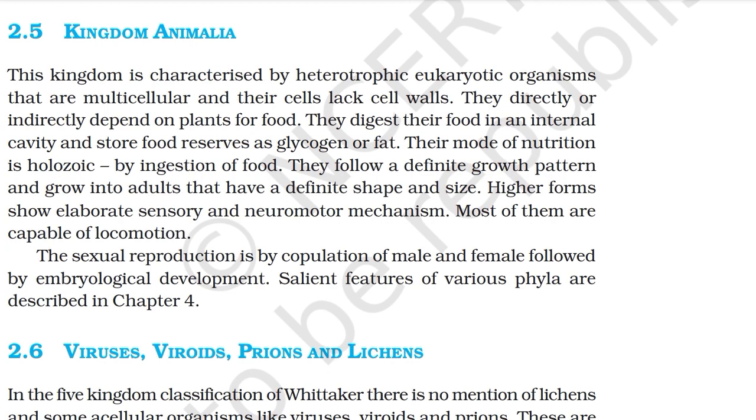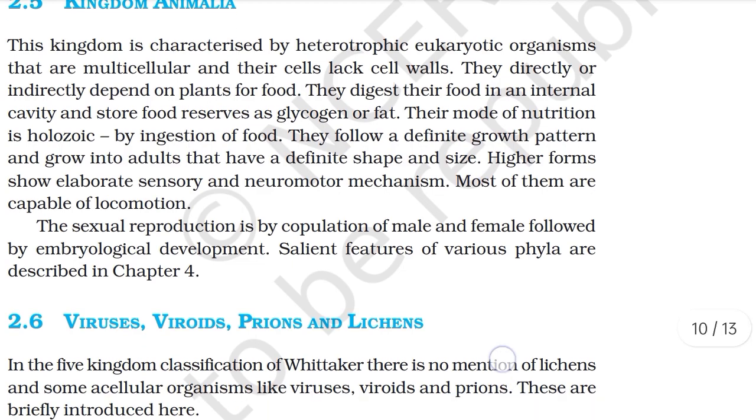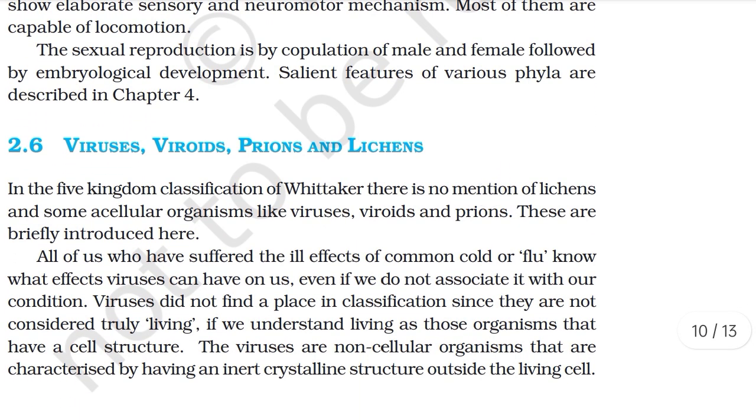Higher forms show elaborate sensory and neuromotor mechanism. Most of them are capable of locomotion. Sexual reproduction is by copulation of male and female, followed by embryological development. Salient features of various phyla are described in Chapter 4.